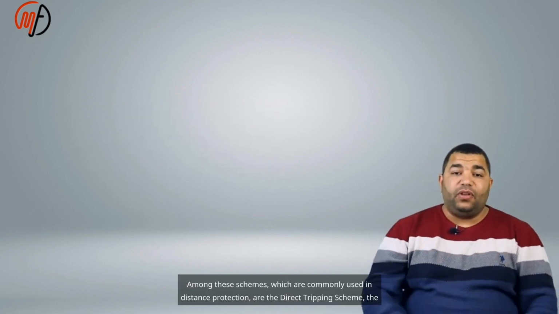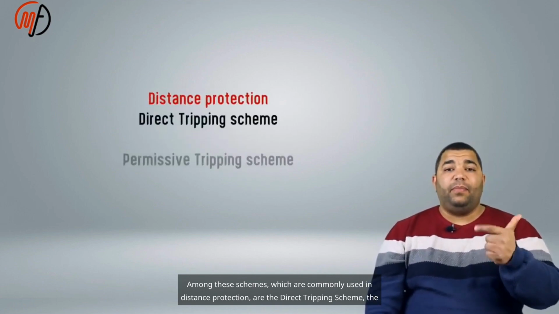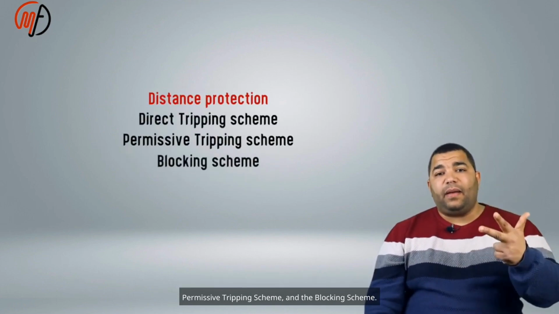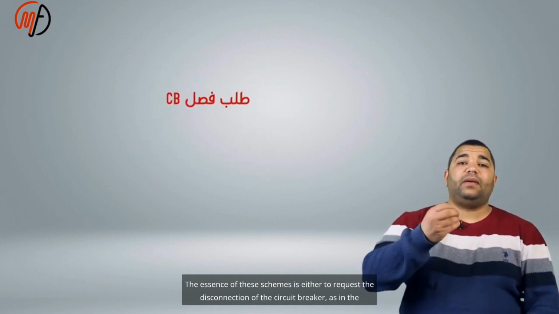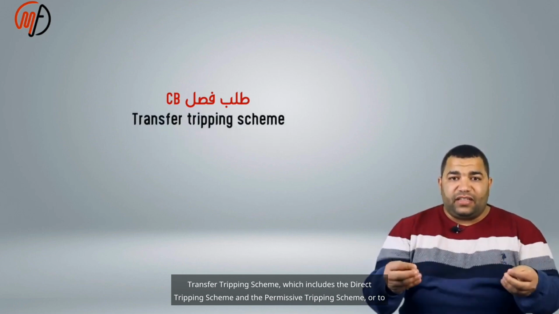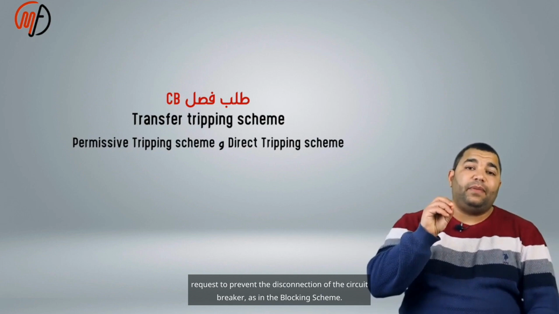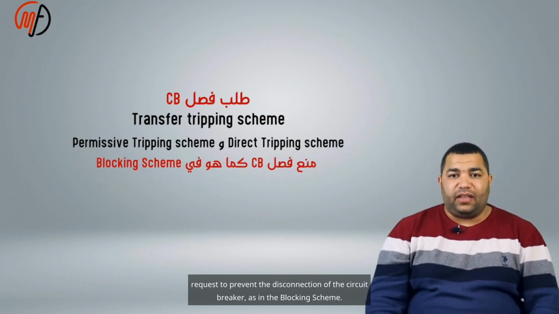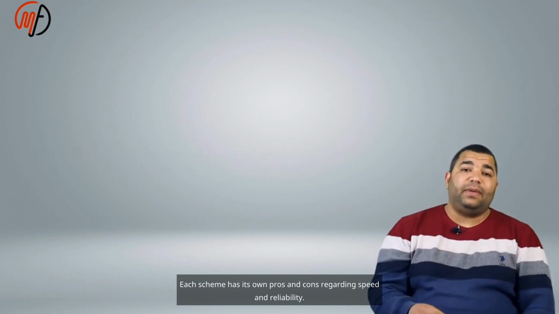Among these schemes, which are commonly used in distance protection, are the direct tripping scheme, the permissive tripping scheme, and the blocking scheme. The essence of these schemes is either to request the disconnection of the circuit breaker, as in the transfer tripping scheme, which includes the direct tripping scheme and the permissive tripping scheme, or to request to prevent the disconnection of the circuit breaker, as in the blocking scheme. Each scheme has its own pros and cons regarding speed and reliability.